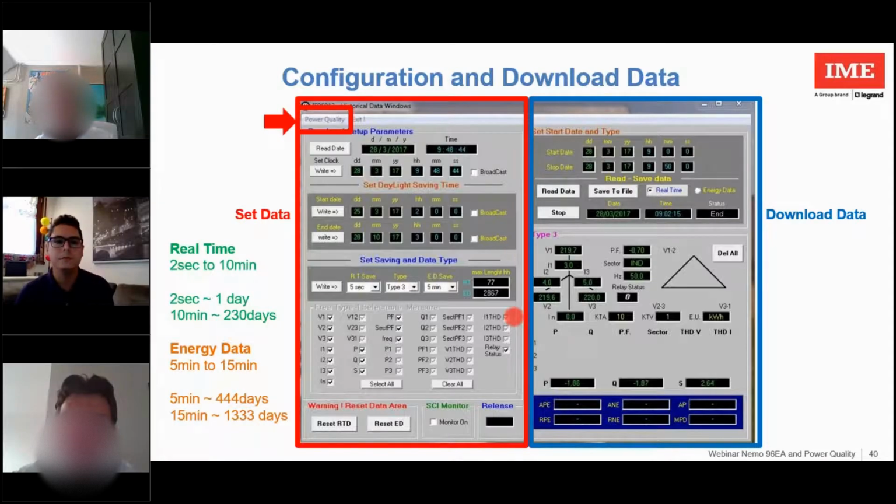So Philip, this question has to do with the display. What if I reach the maximum display in kilowatt hour?